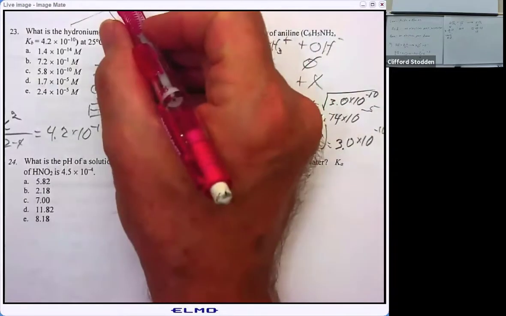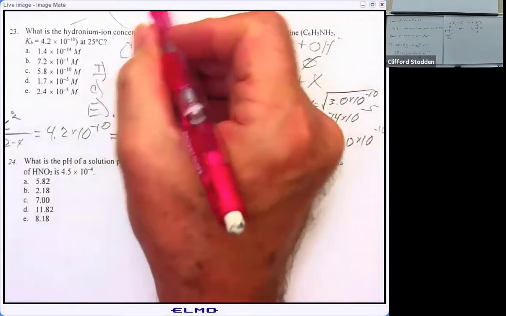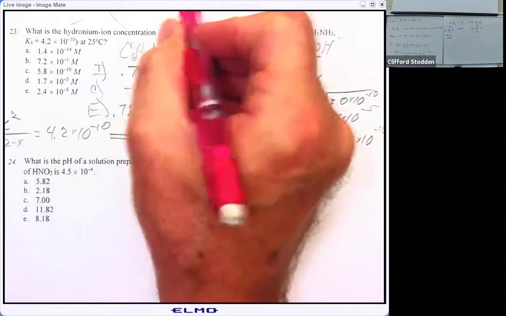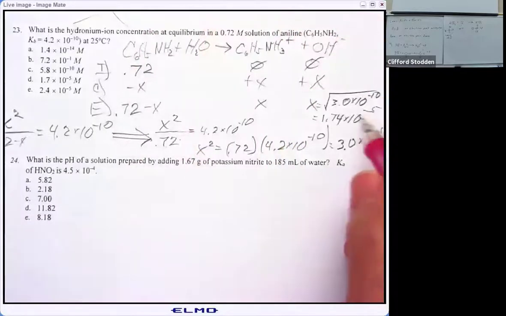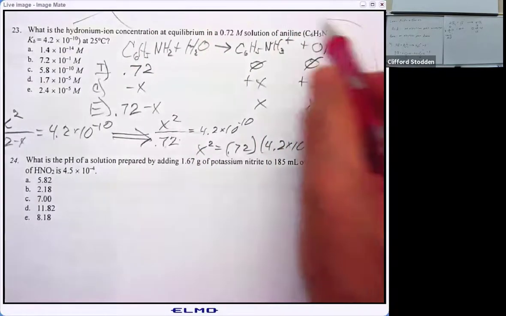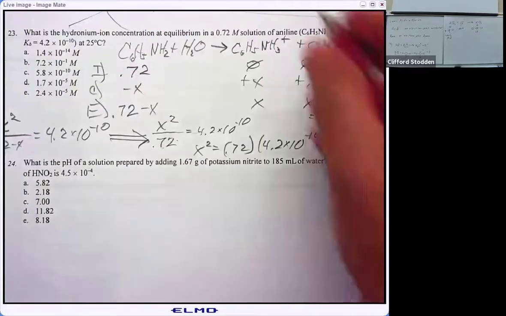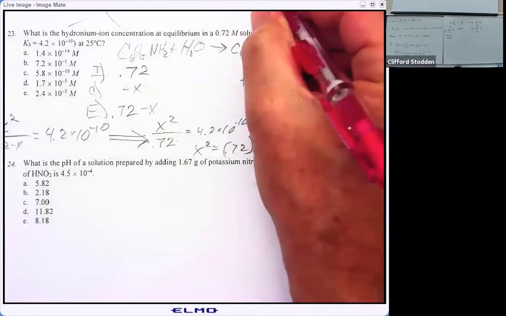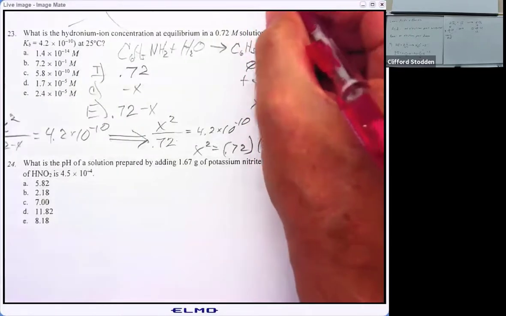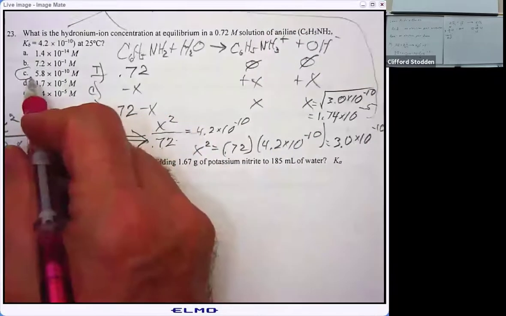So this is where we're going to use that relationship we used previously. This would be 1 times 10 to the minus 14 over this value on the bottom, so over the hydroxide concentration. That comes out to be 5.75 or 5.8 times 10 to the minus 10, which is C.